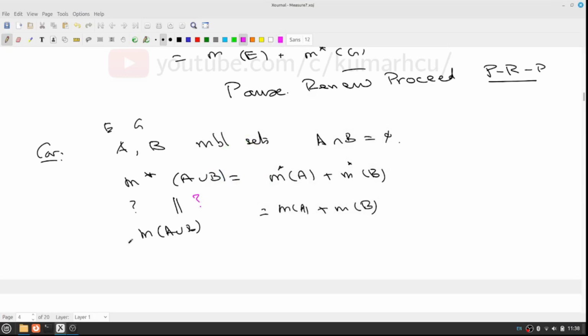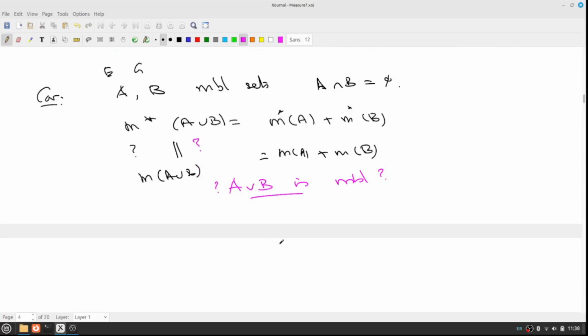Okay, this we cannot write. Why? Because we do not know if it is measurable. This we do not know if it is meant. But what we know is this.